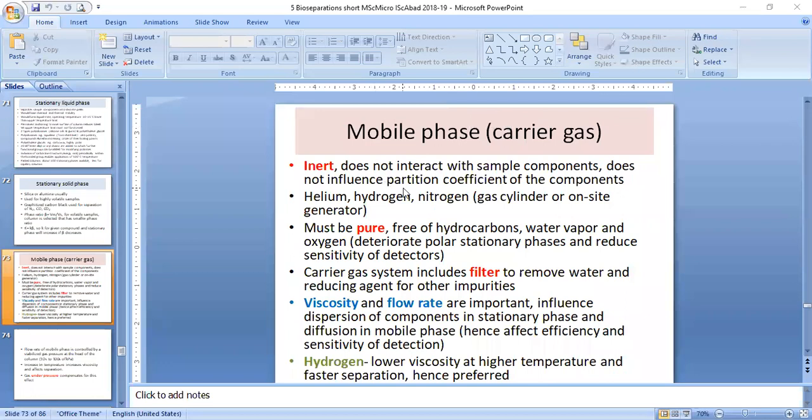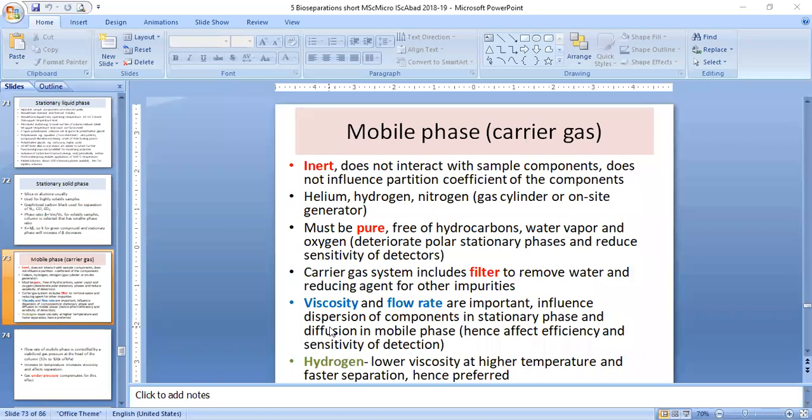So this mobile phase is supposed to be inert, in the sense that it should not chemically react with the sample components. What is happening is there is a distribution or partitioning of the sample components in the stationary and the mobile phase, but there is no chemical interaction as such with the mobile phase. This is a very important point. And therefore, usually we use gases like hydrogen, helium, nitrogen. So these are the kinds of mobile phases which are usually used in the gas chromatographic system.